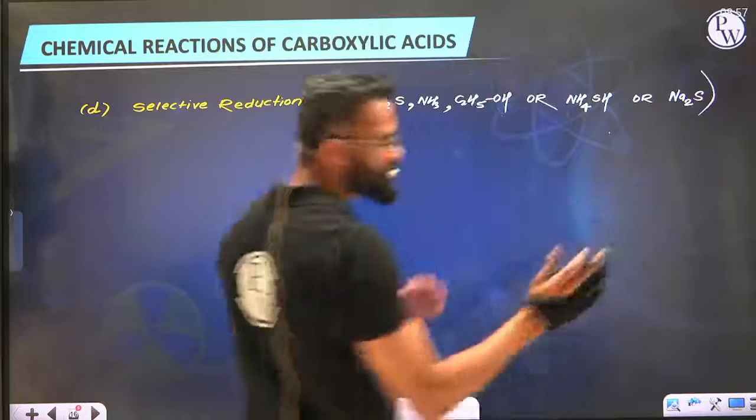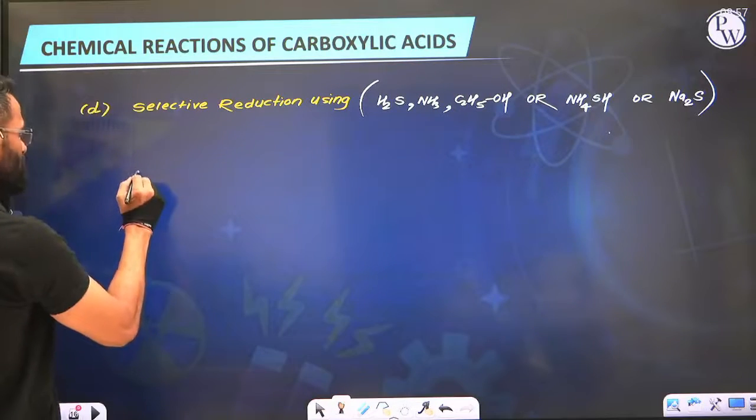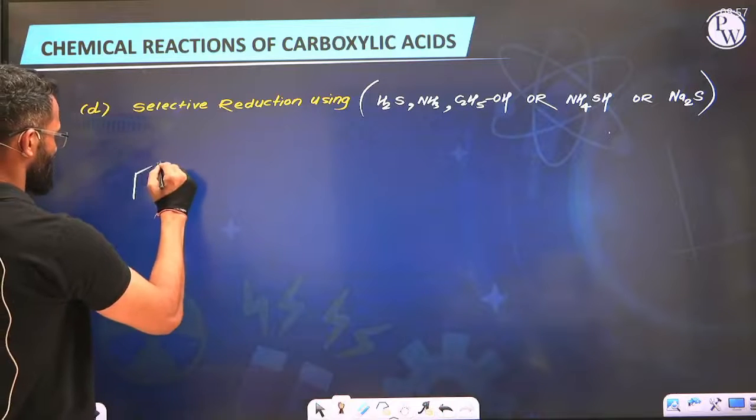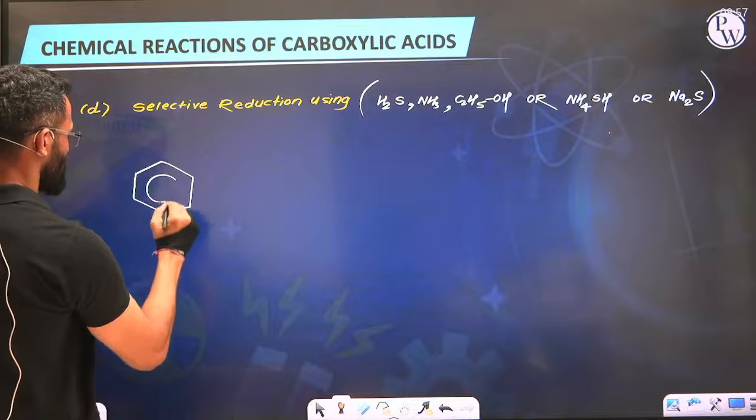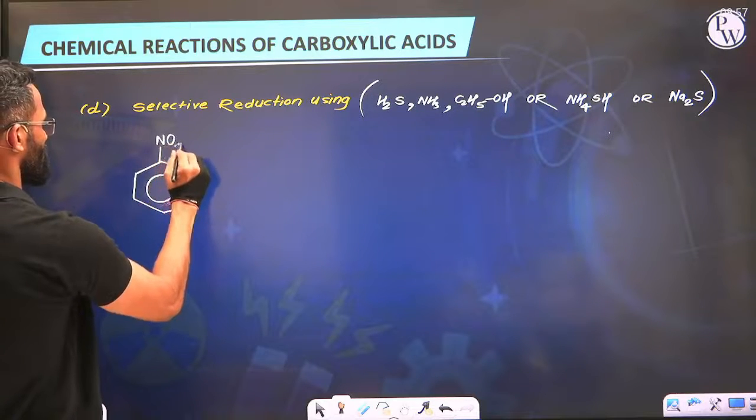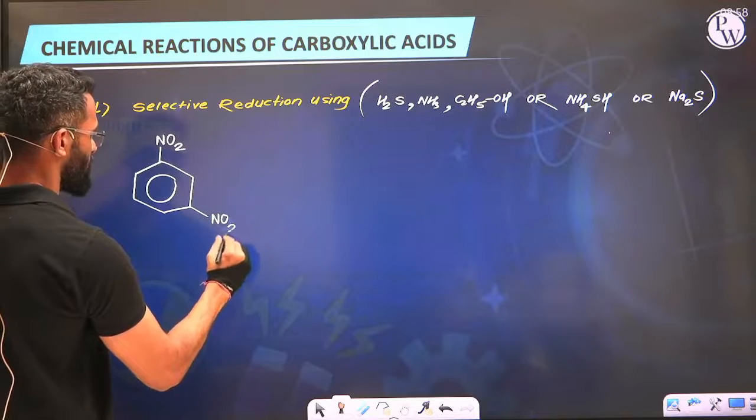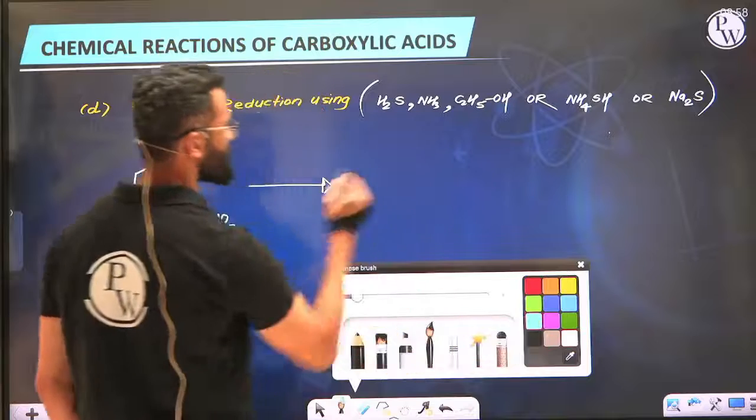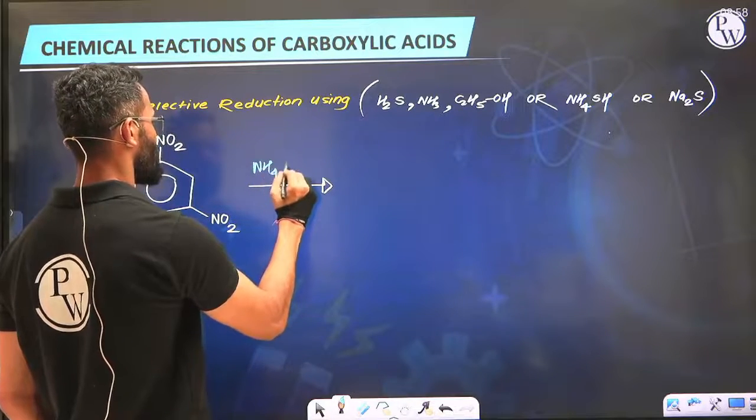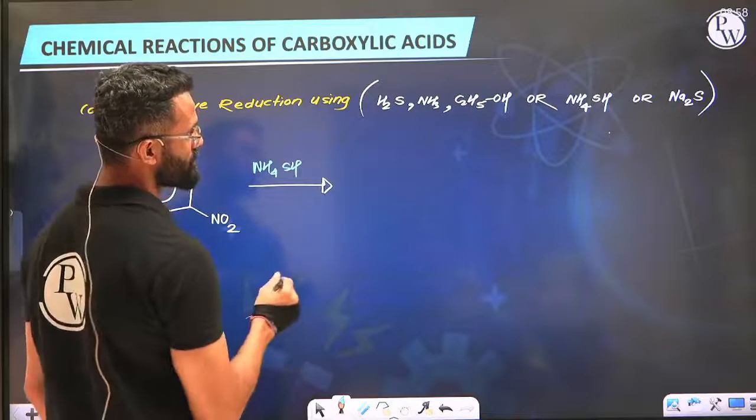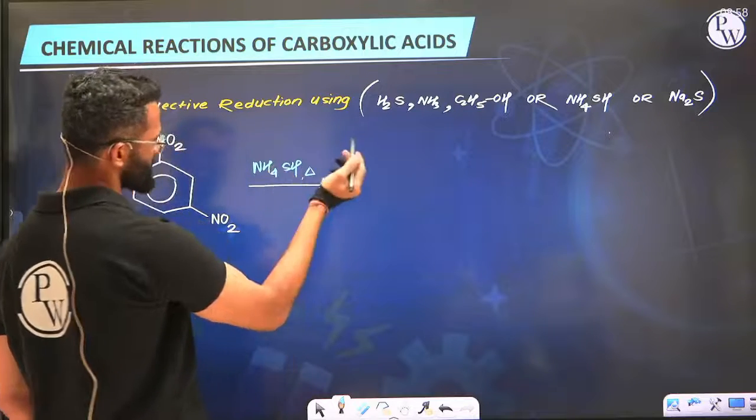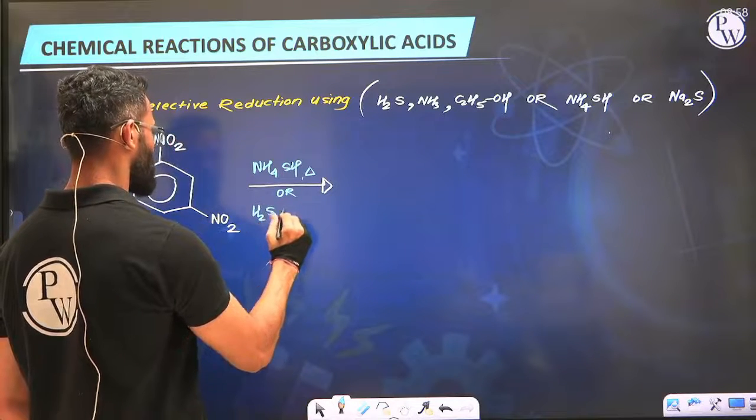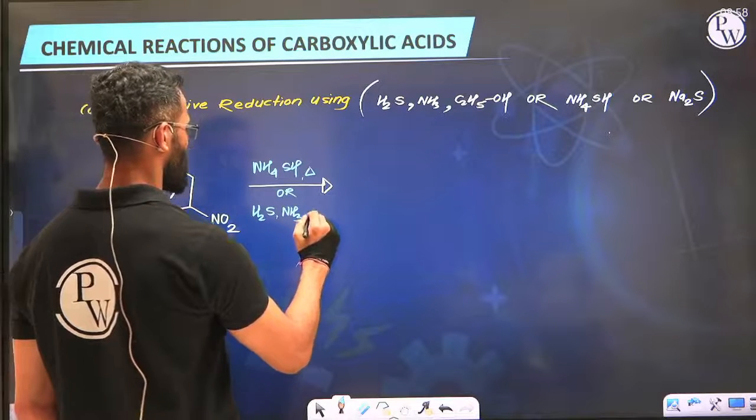Any of these reagents, this combination if given, and if your starting compound is, let's say, metadinitrobenzene, if metadinitrobenzene is given to you, and on the arrow they mention any of these, let's say NH4SH and heat, or NH4HS they can give you in that way also, or H2S, ammonia in alcohol.